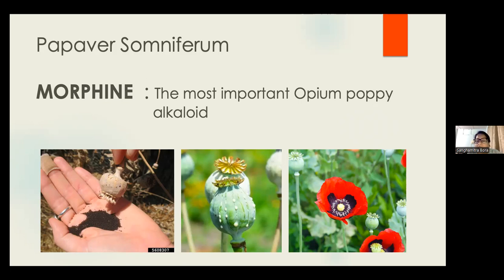On the right hand side, you can see that beautiful poppy flower. And in the middle is the main unripe capsule of the poppy flower, on which you can see some cut marks, I think made to extract the white colored liquid. You can see the white pasty kind of liquid. And this particular liquid is the most important source of morphine. Otherwise, the whole poppy plant is actually used for extracting morphine.